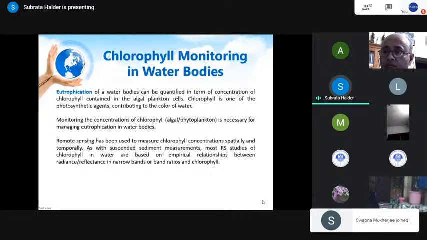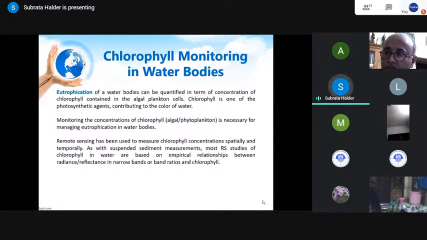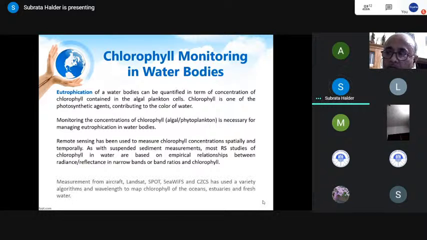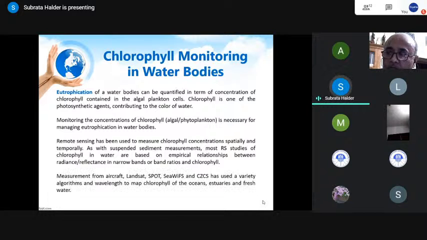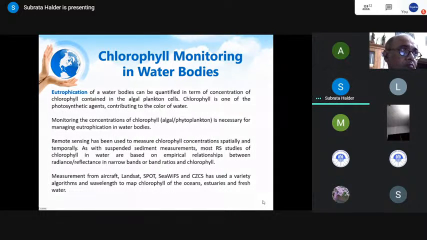As with the suspended sediment measurement, most remote sensing studies of chlorophyll in water are based on empirical relationships between radiance or reflectance in narrow bands or band ratios and chlorophyll. Measurements from aircraft, Landsat or SPOT or CZCS have used a variety of algorithms and wavelengths to map chlorophyll of the ocean, estuaries, and the fresh water.